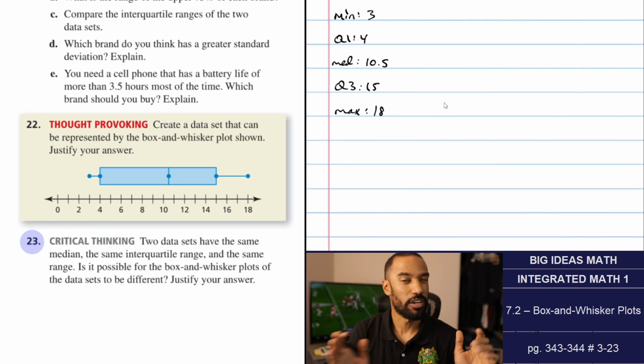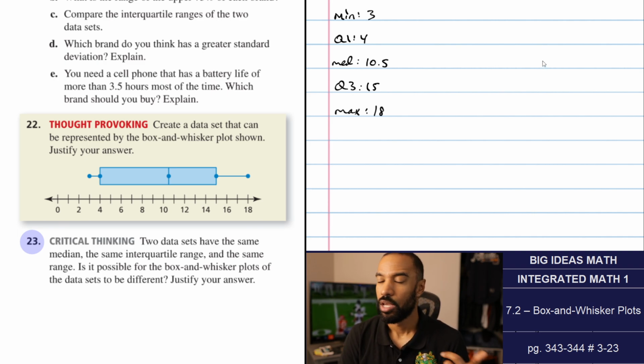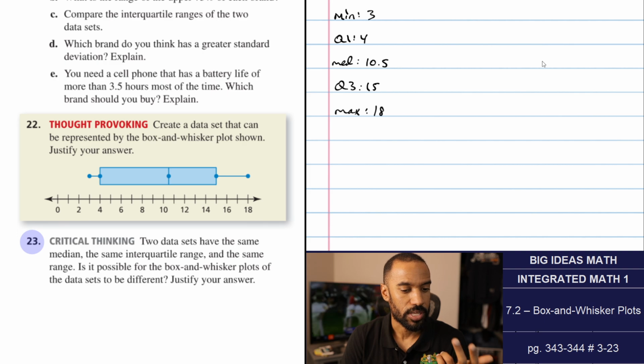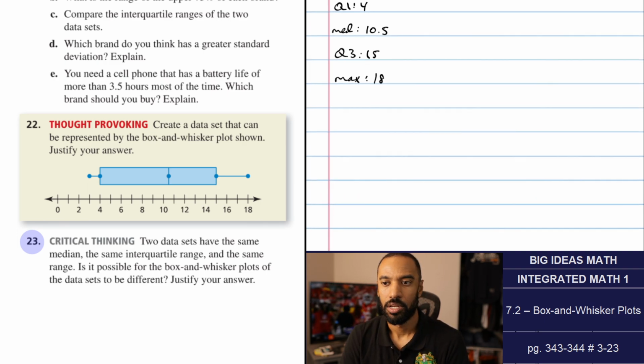You can have a shift in really the box. A shift in the box. And the whiskers. They said the same range, not necessarily the same min and the same max. So let's do a double box and whisker plot with that in mind. So on 23, first of all, the answer is yes.